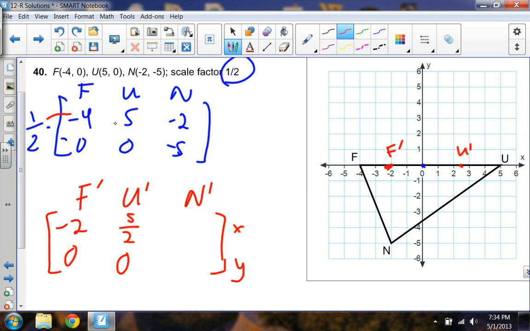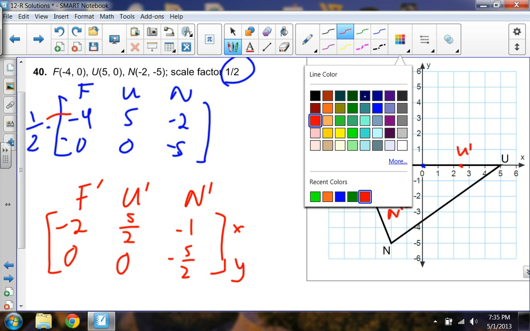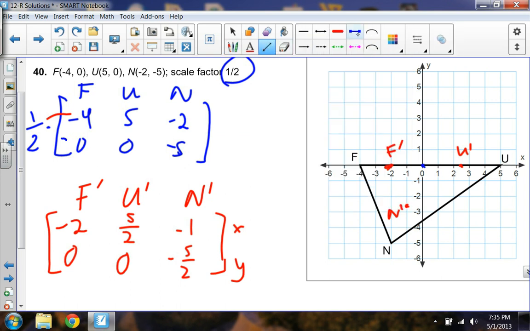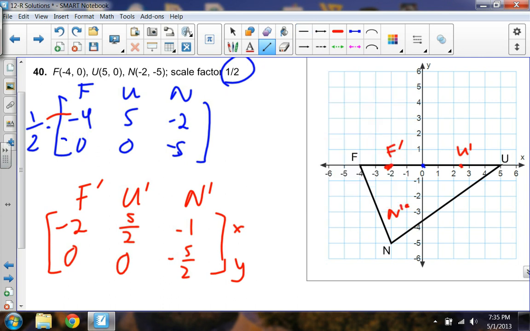And finally, N, I do 1/2 times -2. I get -1. 1/2 times -5, I get -5/2. So N is at the point -1, -5/2, like that. Which is -2.5 again. I connect the dots. Let's make it red. Okay, it's already red. Oh, I'm not in pen. Let's make it red. Red. And I get that right there.